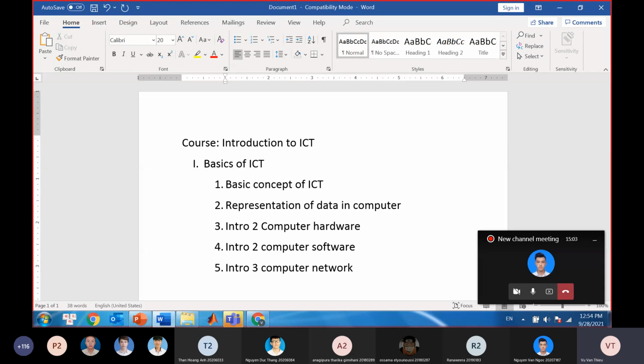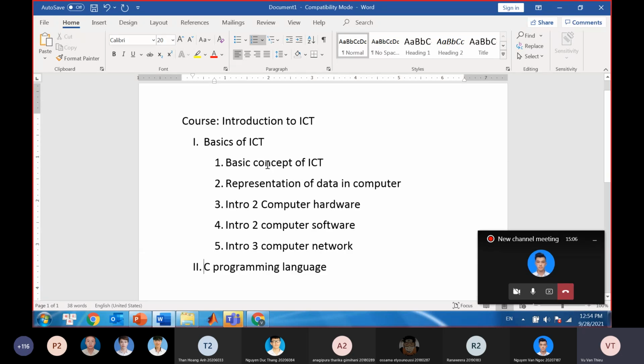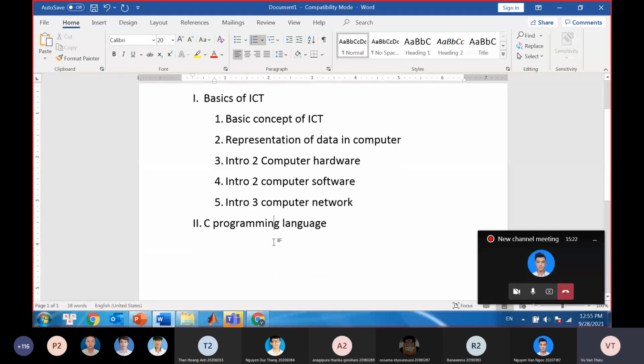We study the first part, the basics of ICT. We study 5 topics. The first one is basic concepts of ICT, which we study today, and then we study how to represent data in computer. And the last 3 we study the computer hardware, software, and network. In the second part, we study the C programming language.